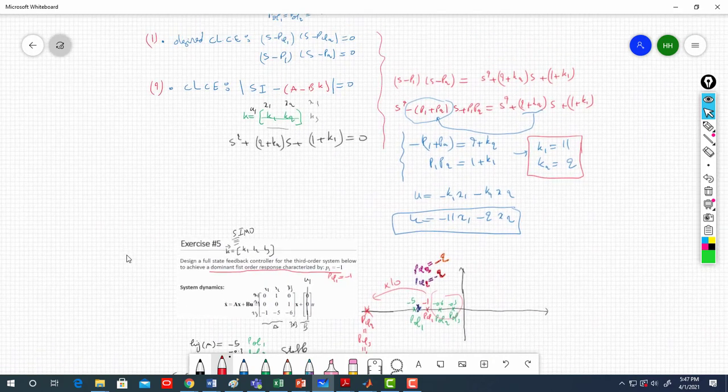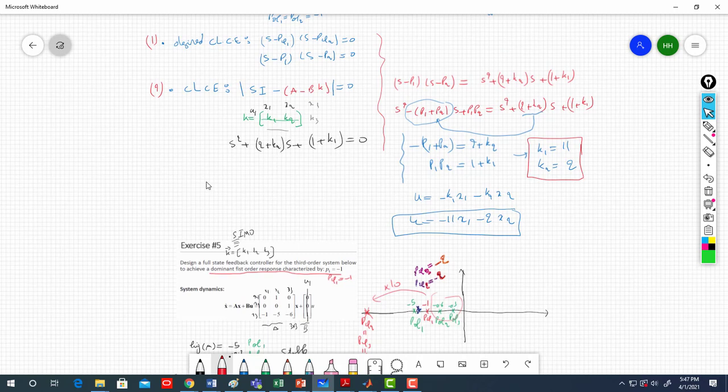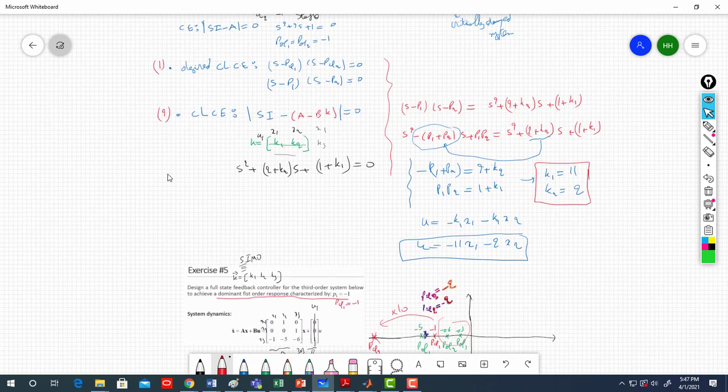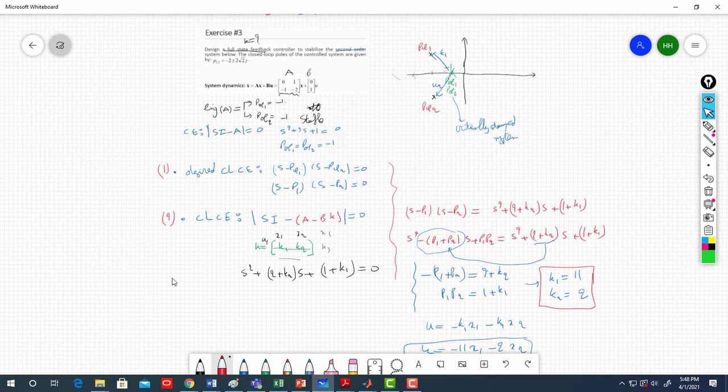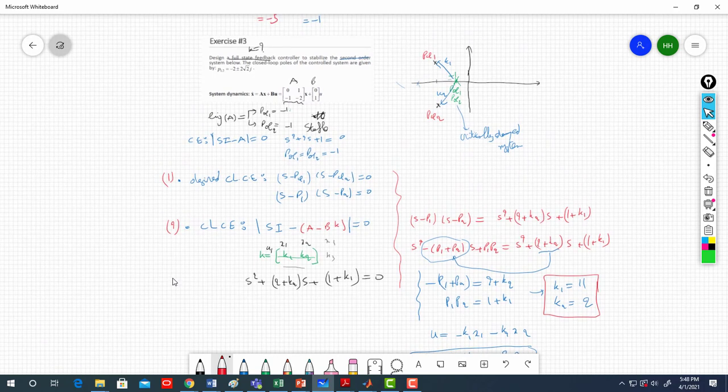Instead of doing this hand calculation, three nonlinear equations with three unknowns, or sometimes two nonlinear equations with two unknowns, or maybe more if you have more states, instead of doing them by hand, let's learn how to do it using MATLAB. Right?